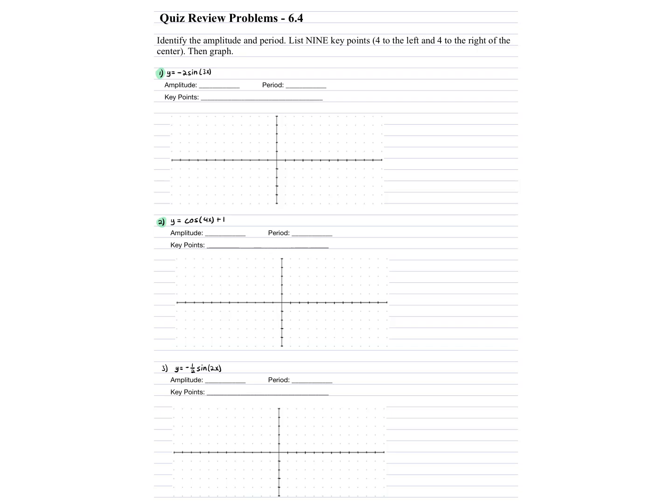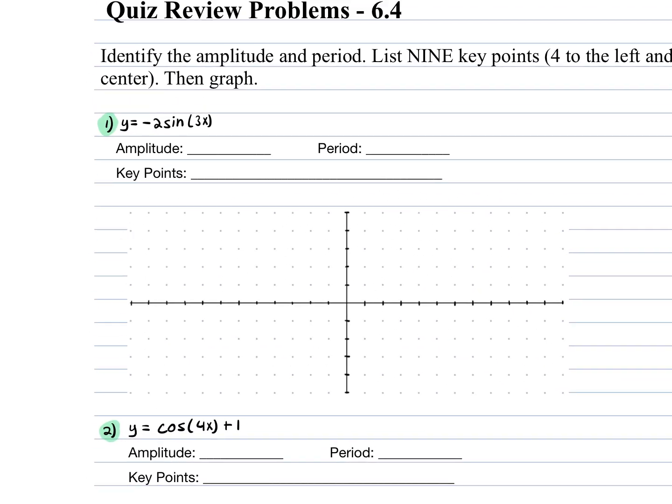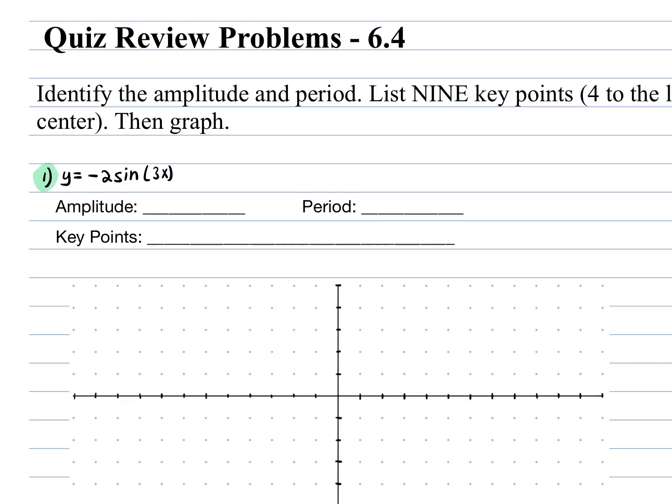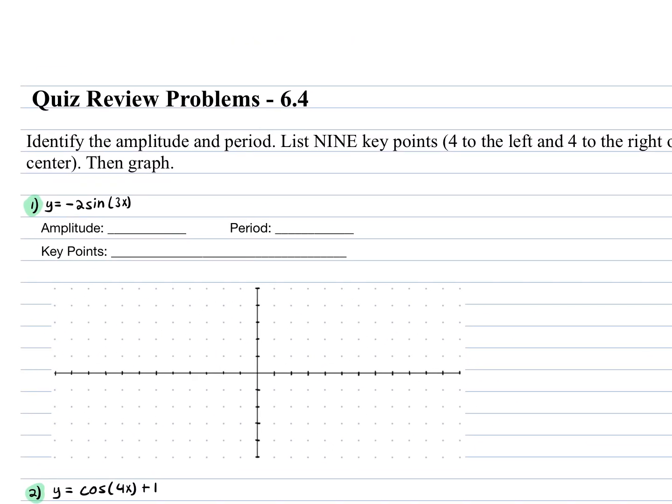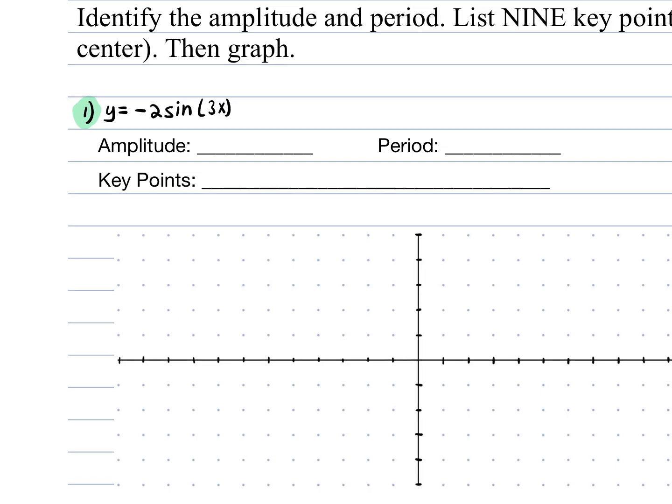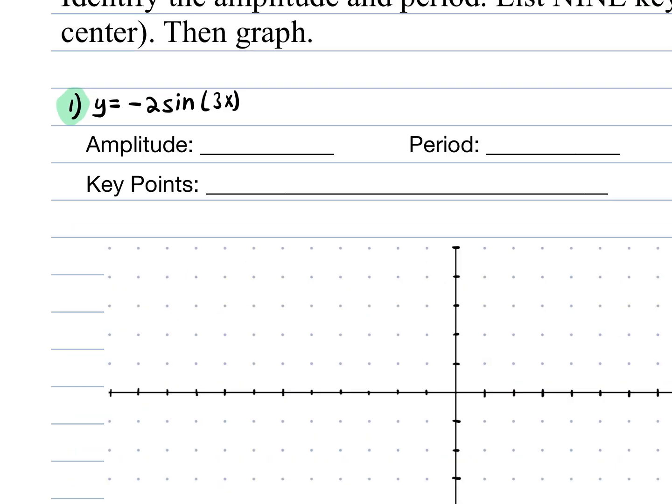Okay, so I picked a couple problems to do with you guys. Let's start with this first one. Again, your quiz is 5 problems. It's going to look exactly like this. Not identical formatting and all that, but it's going to have the same pieces of information that we'll ask of you. So we're going to ask for the amplitude, the period, the key points, and a graph. So let's start with this one. I'll do 1 and 2 on this page, and then I'll maybe do 2 more after that.